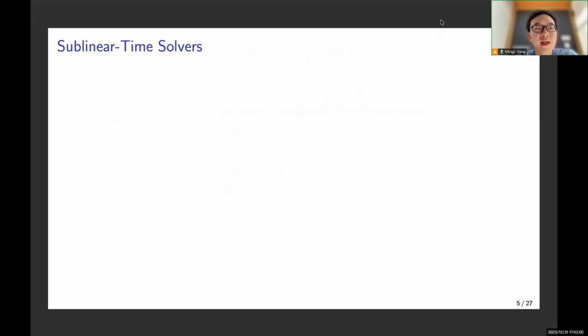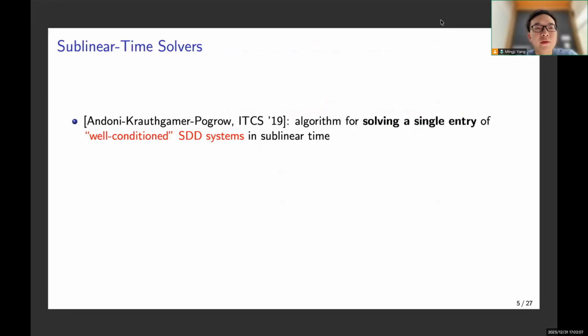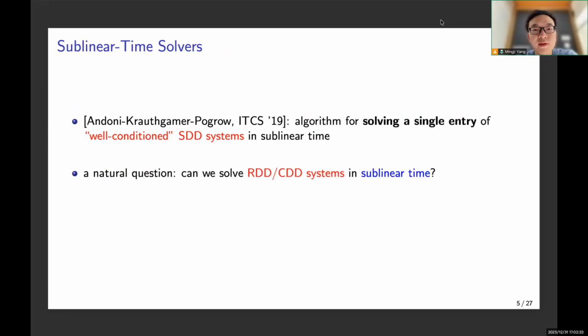And for the subject of sublinear time solvers, a work by Andoni, Krauthgamer, and Pogrow at ITCS 2019 pioneered the study of algorithms for solving a single entry of some well-conditioned SDD systems in sublinear time. So given this previous work for RDD and CDD solvers and sublinear time SDD solvers, it is quite natural to ask the question: can we also solve RDD and CDD systems in sublinear time? And in this work, we give a positive answer to this question for some well-structured RDD or CDD systems.